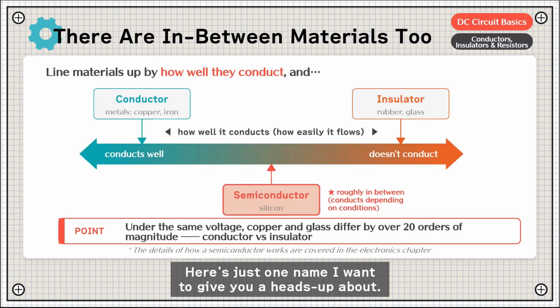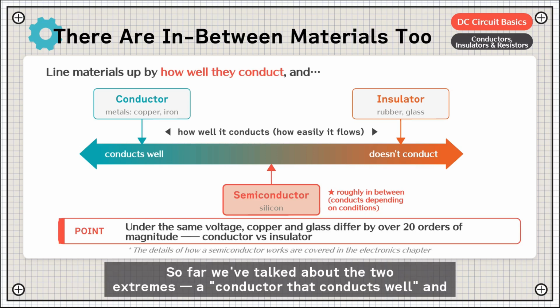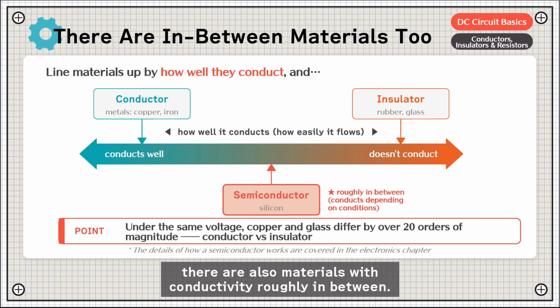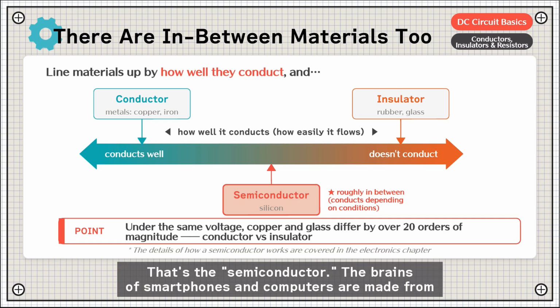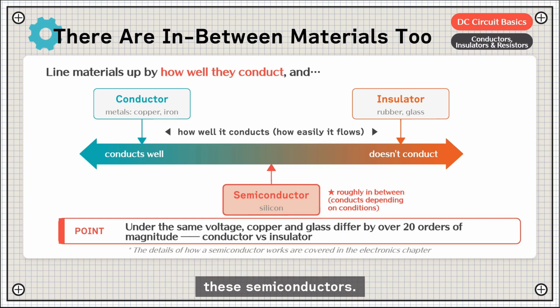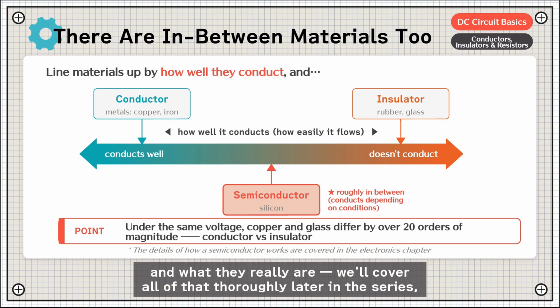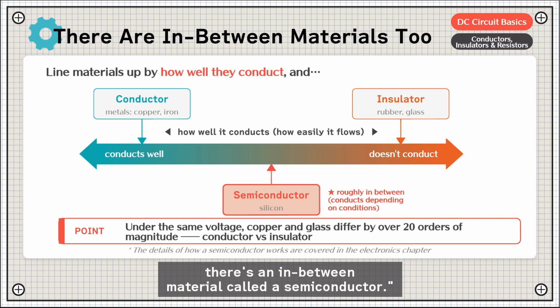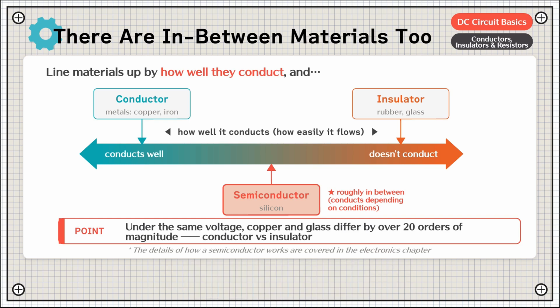Here's just one name I want to give you a heads up about. So far we've talked about the two extremes, a conductor that conducts well and an insulator that barely conducts. In fact, there are also materials with conductivity roughly in between. That's the semiconductor. The brains of smartphones and computers are made from these semiconductors. Why semiconductors are so important and what they really are, we'll cover all of that thoroughly later in the series in the electronics chapter. For today, just tuck away the name. Between a conductor and an insulator, there's an in-between material called a semiconductor.